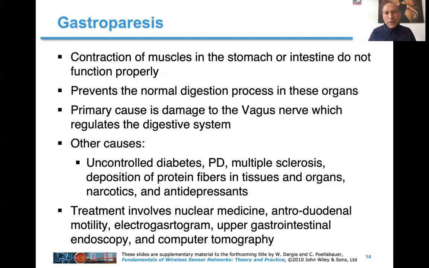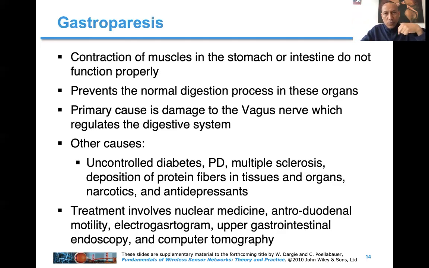One of the mechanisms to diagnose this problem is nuclear medicine. In nuclear medicine, doctors embed a very small radioactive material in the food. This radioactive material releases radiation.